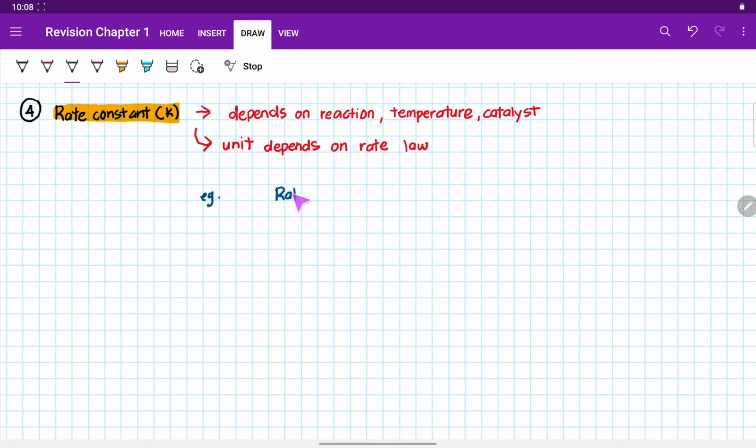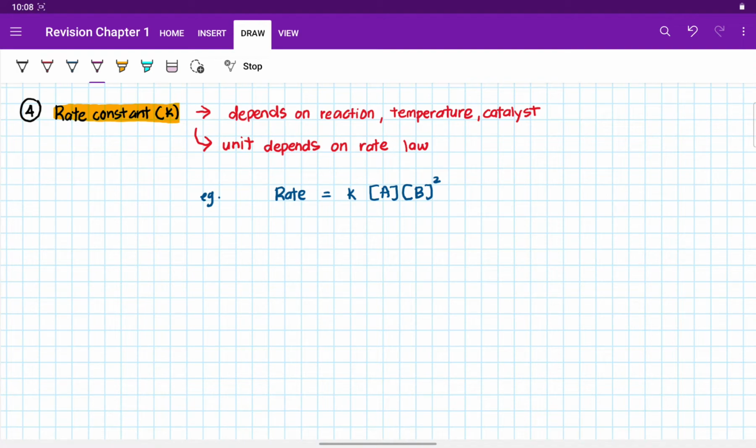Okay, so rate equals to K, concentration of A to the power of 1, and then concentration of B to the power of 2. Okay, let's say contoh saya ada dekat sini. Now, soalan kata, find what is the unit for rate constant for this rate law. Okay, jadi macam mana awak nak tentukan?